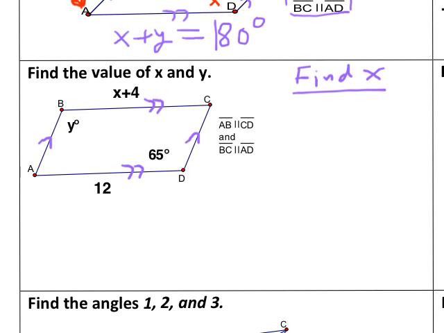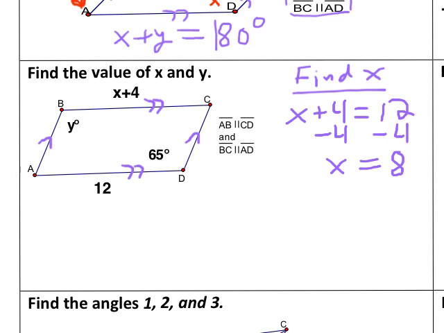So I have a rule that says x plus 4 is equal to 12. Okay, so let's write that. X plus 4 equals 12. Let's subtract 4 from both sides, and I get down to x equals 8. And that's it. I found x. Okay, now let's find y.